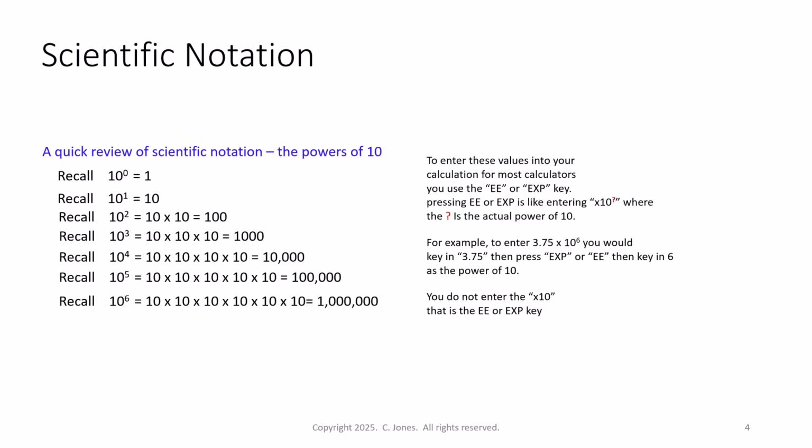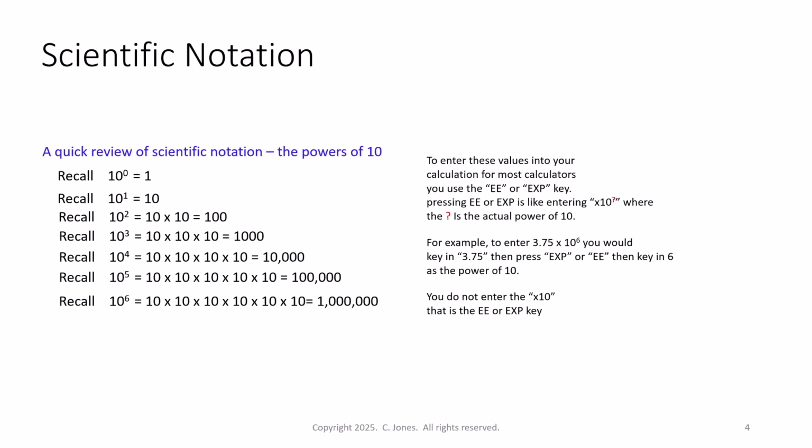All right, a quick review of scientific notation. If you are working in cell culture, you should have been at the point where you know scientific notation, but we just quickly want to review that 10 to the 0 power is equal to 1, 10 to the 1 is 10, 10 to the 2 is 10 times 10, or 10 to the 1 times 10 to the 1, which is 10 to the 1 plus 1, or 10 squared, which is 100.